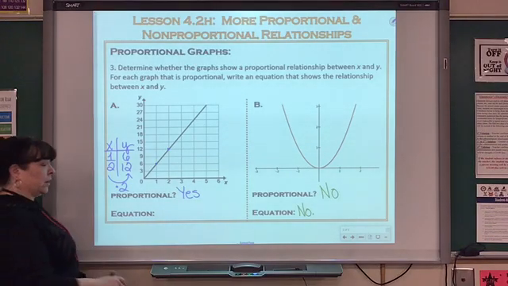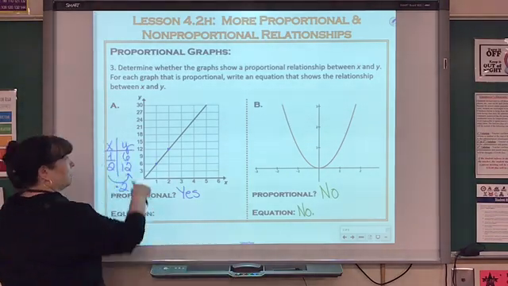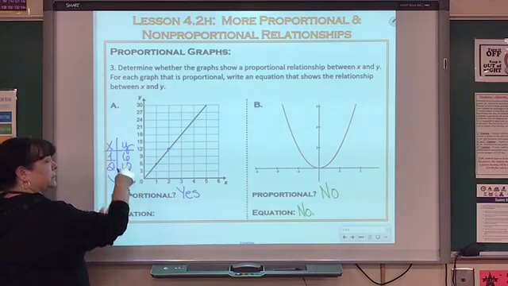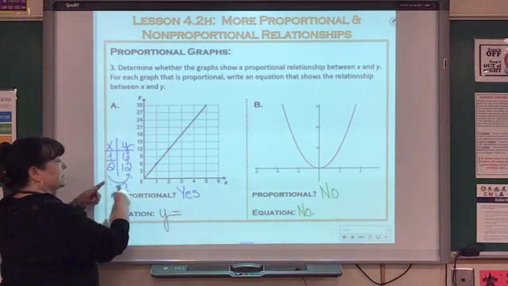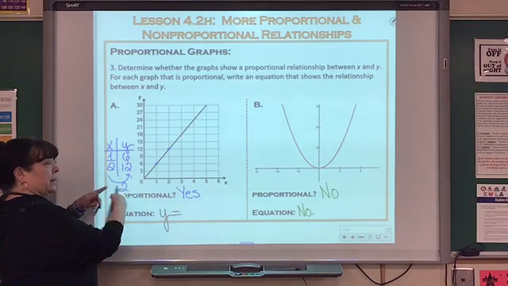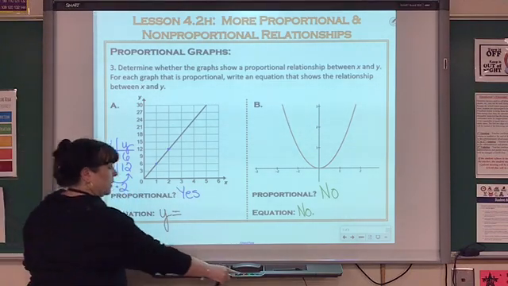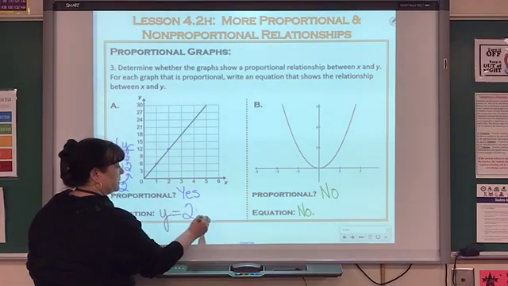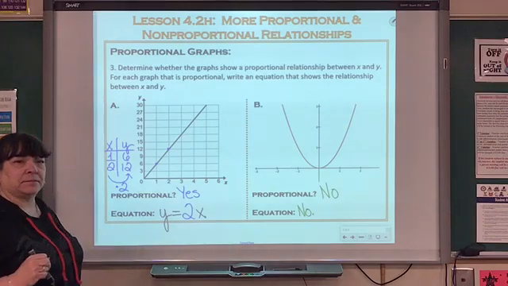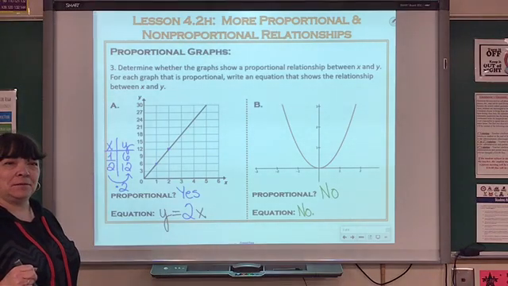Remember, to write an equation, I start out with y. What does it equal? Y equals something happening to x. Well, what happened to x? I multiplied by 2. So I'm going to write that y equals 2x. Pretty simple?